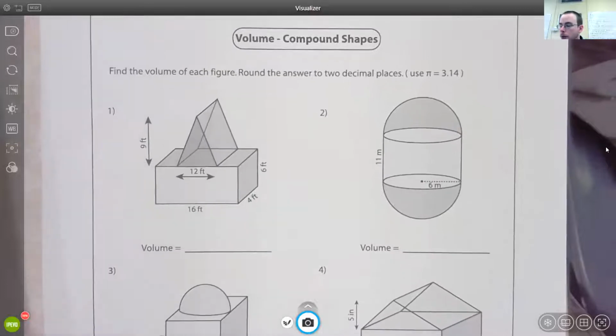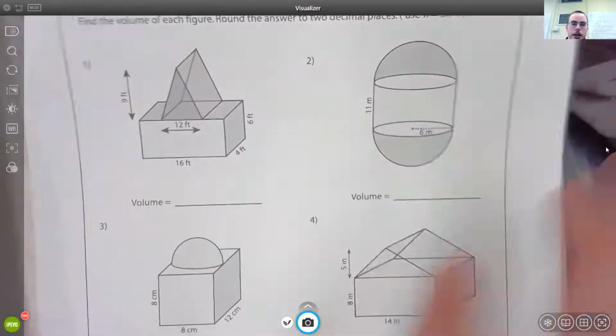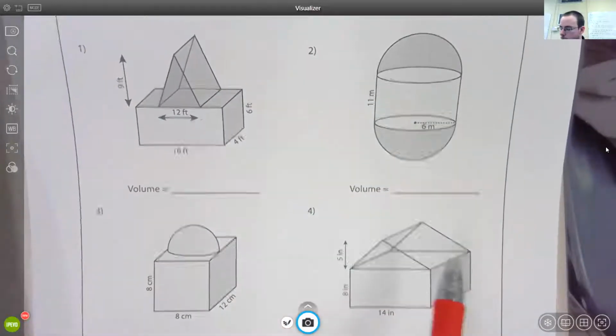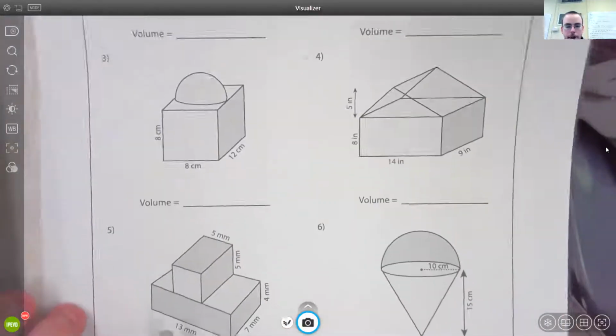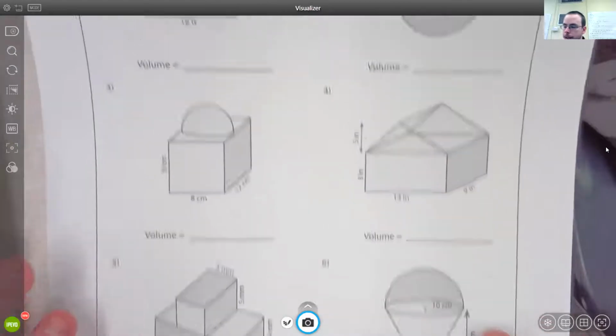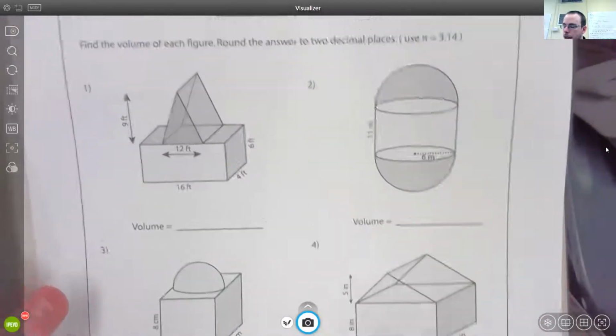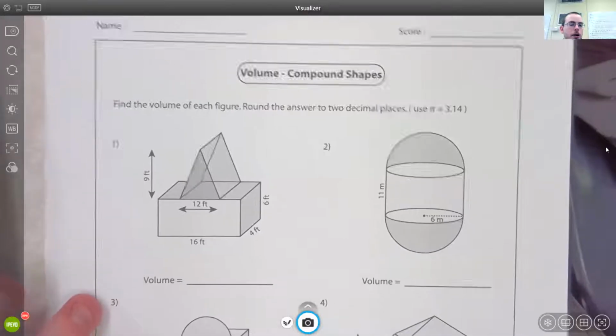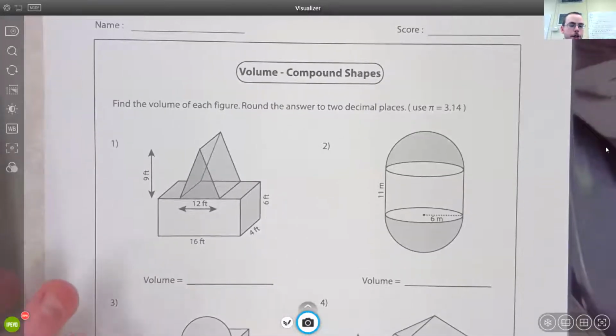This is a check video, semi-instructional, on the volume of compound shapes. In this video, we're going to go through the first 4 problems. You can try number 5 and 6 on your own, and then you can check your answers for those after that part of the video is done.